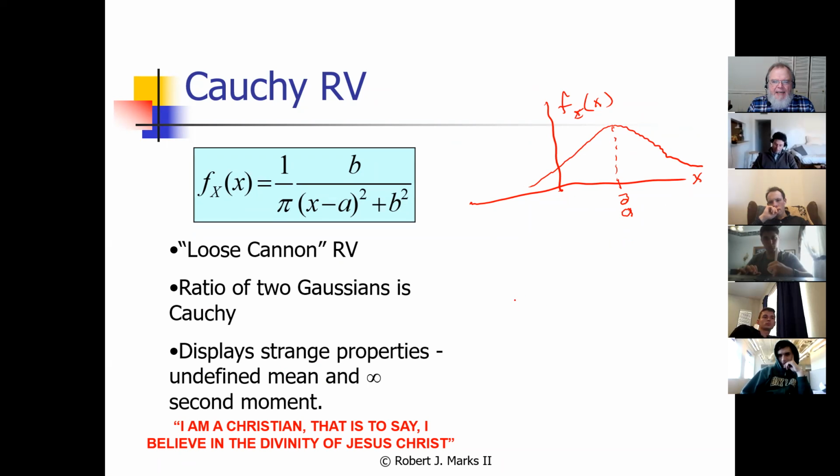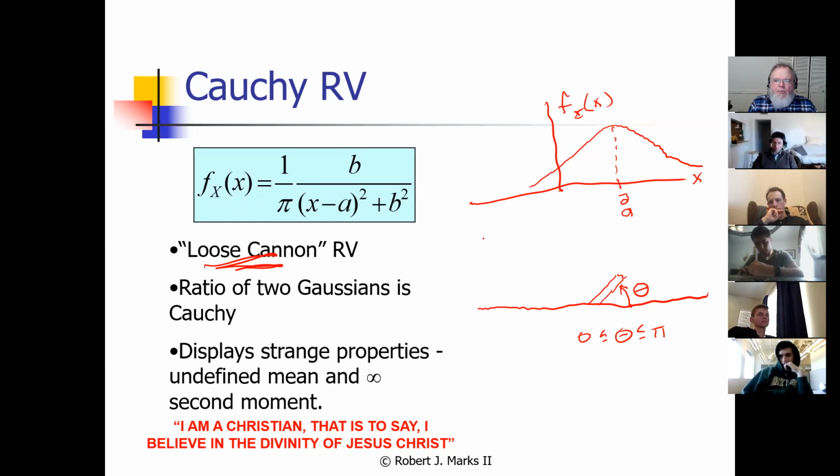However, it is not something which is made up by mathematicians to be weird. One of the places where the Cauchy random variable occurs is in the so-called loose cannon random variable. And here's the idea. You have a little cannon here. And this cannon is chosen with a random angle theta, where theta goes between 0 and pi. Is that okay? So you choose a random angle between 0 and pi. And then you put a wall up here. And you shoot at this wall. We will show this later. Now, where it hits the wall is going to be a random variable x.